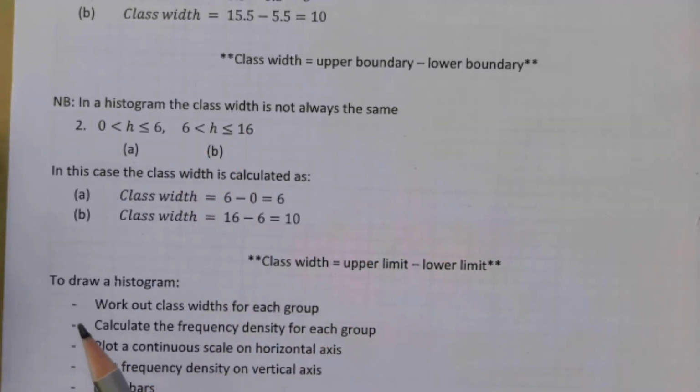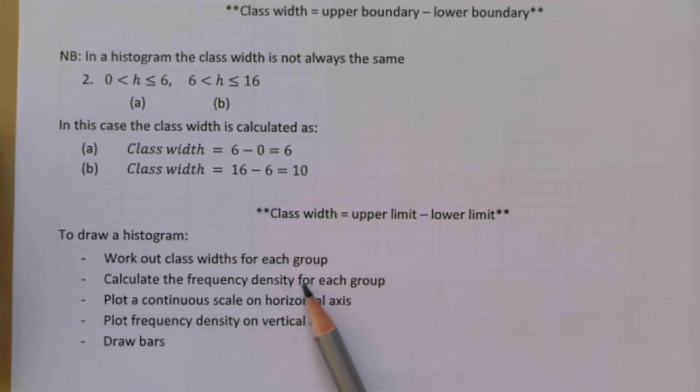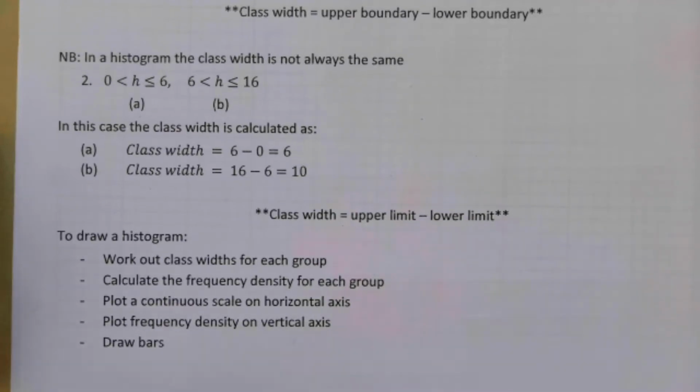So to draw a histogram, we work out the class widths for each group. We calculate the frequency density for each group. We plot a continuous scale on the horizontal axis. We plot a frequency density on the vertical axis, and then we draw our bars. So let's take a wee look at our first example.